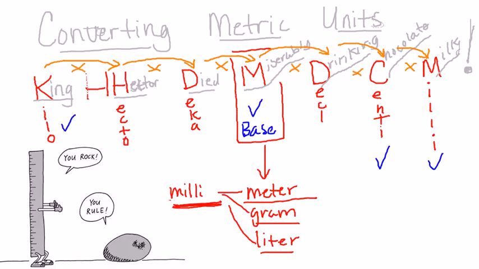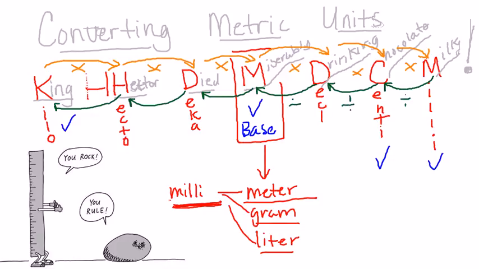So I will do in green going the other direction. So if I'm going from smaller to larger, I do exactly the same thing as I did with the customary system. I'm going to divide. Now the cool thing is all the numbers that you're going to divide by or multiply by are the number 10. So in blue, I'll put that in between. 10, 10, 10, 10, 10, 10.